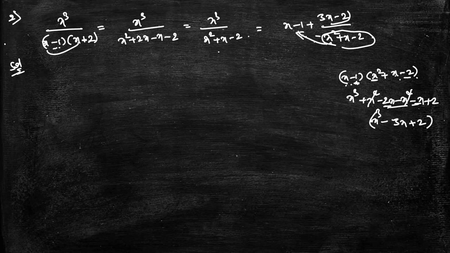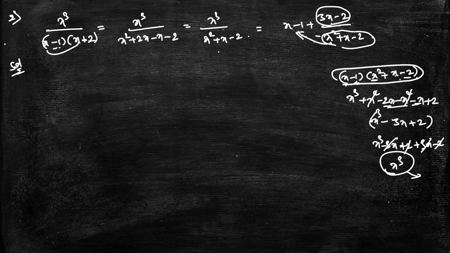After this we have to add 3x minus 2. So x cube minus 3x plus 2, I will add 3x minus 2. Here minus 3x plus 3x will get cancelled, plus 2 and minus 2 will get cancelled, so x cube will remain here. So this is x cube, I will do this total plus this one. So you got my points.